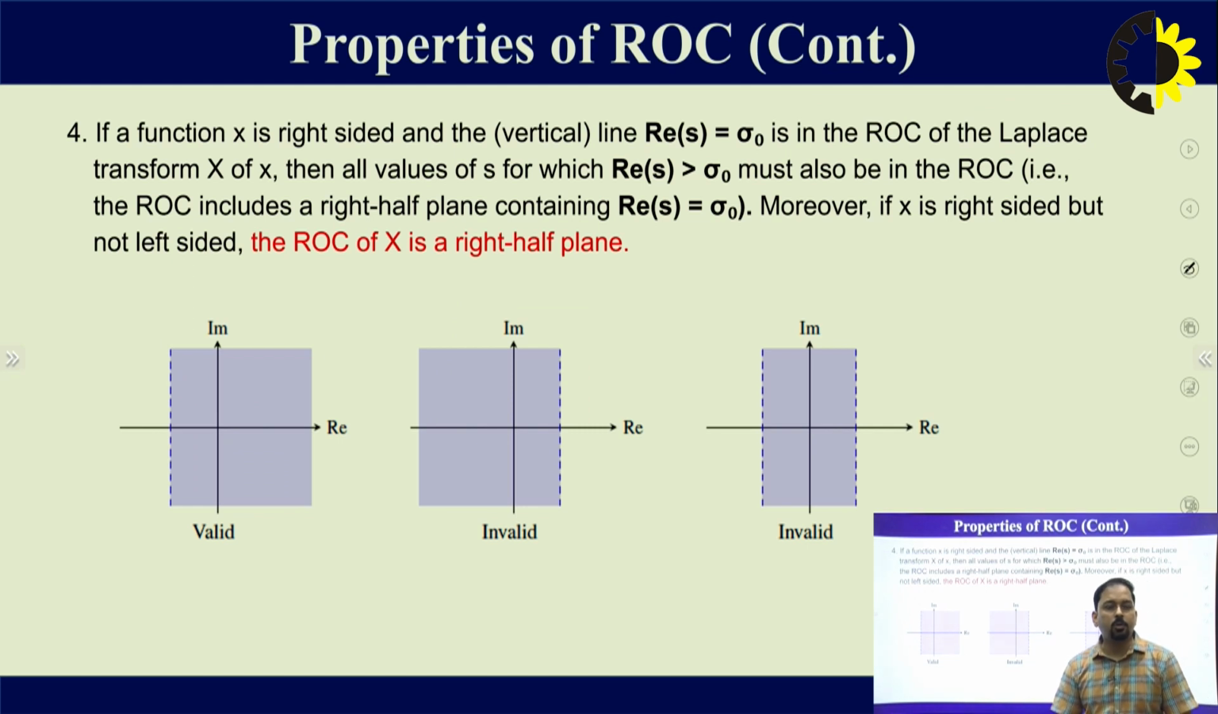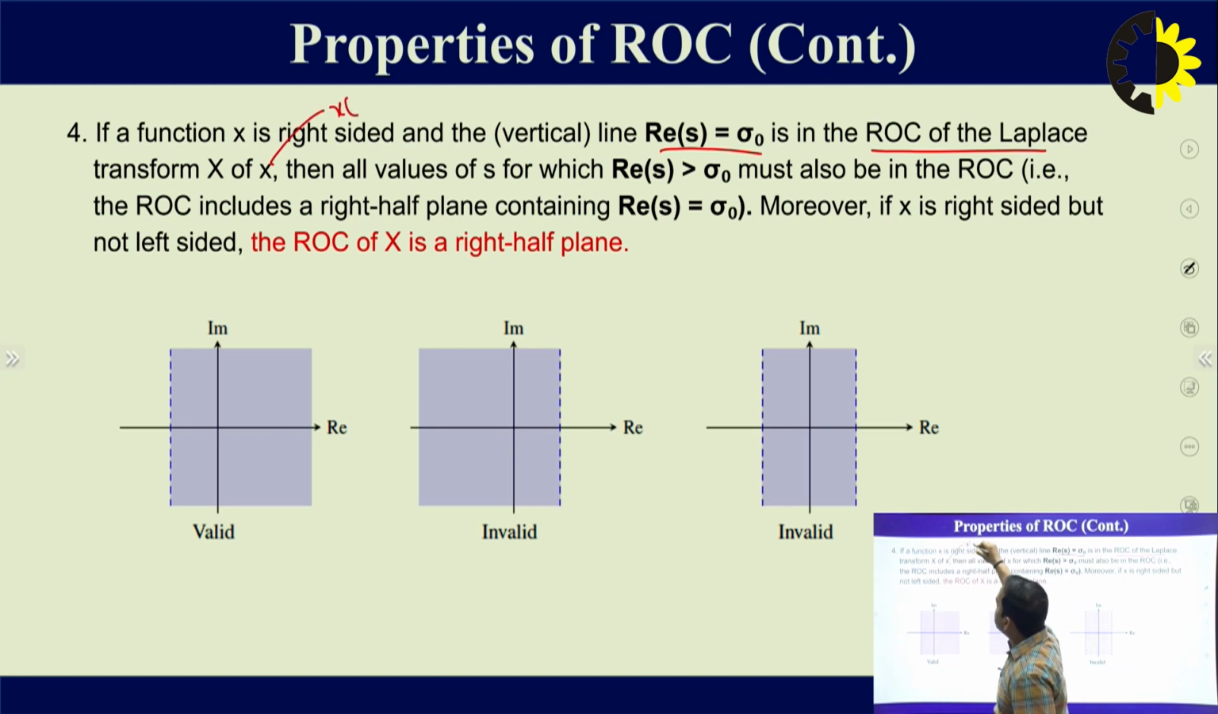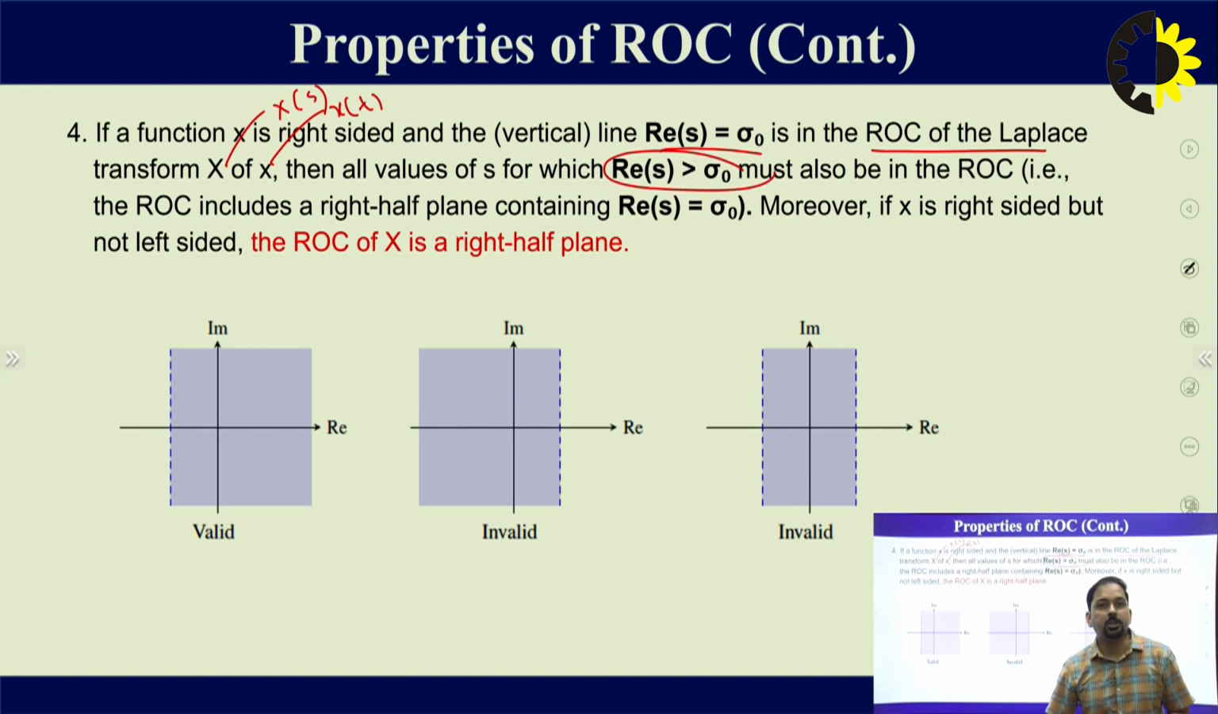Now we'll talk about the fourth property. If a function X is right sided and the real part of s equal to sigma is in the ROC of the Laplace transform X of s of some time domain signal x of t, then all the values of s for which the real part of s is greater than sigma naught must also be in the ROC. That is, the ROC includes a right half plane containing the real part of s equal to sigma naught.